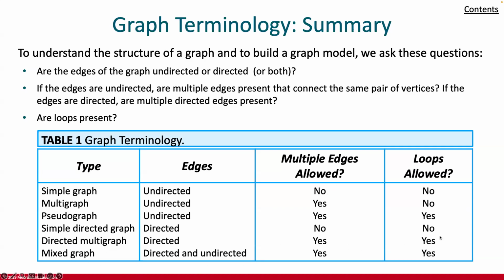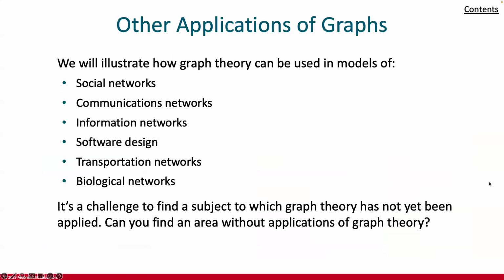And so you can be looking over this table, you can pause the video and focus on it, or I would refer you to Rosen to see this summary and get an understanding of everything we've talked about in a summary fashion. So what are applications? Social networks, communication networks, information networks, software design, transportation networks, biological networks.